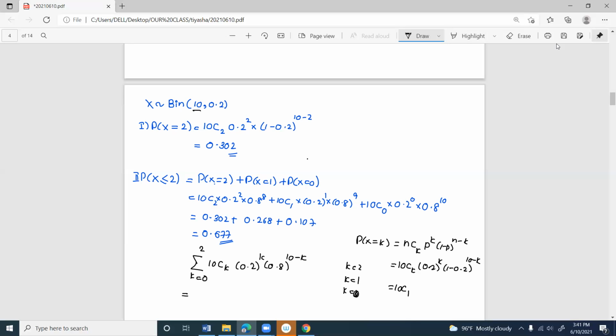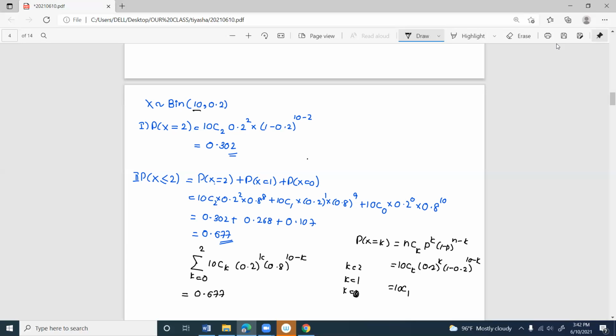Right. Then, into 0.2 to the power, again alpha with closing bracket, alpha X. Go back into 0.8 to the power 10 minus alpha X. Okay, right. Then you get the answer. 0.677, I think that's the same thing you get. This way you can get it as well.